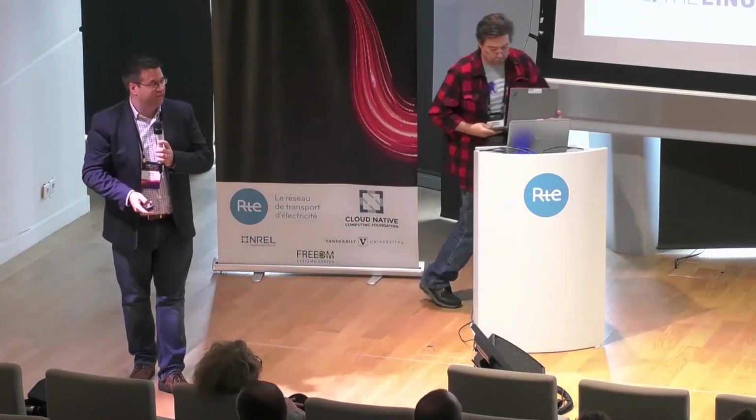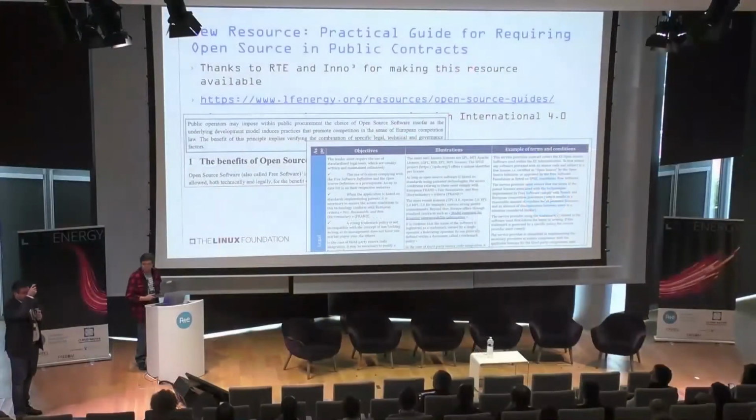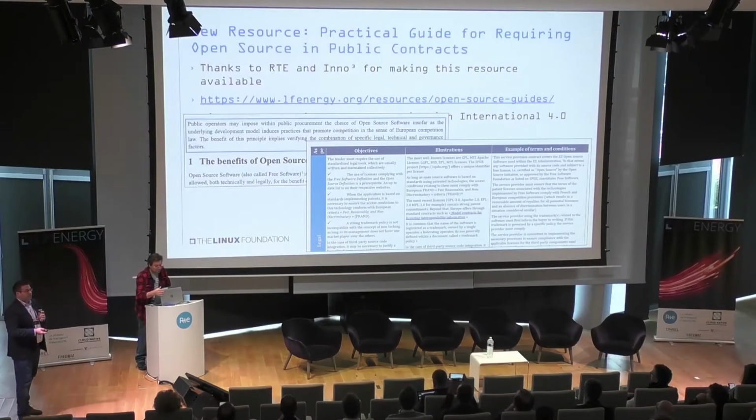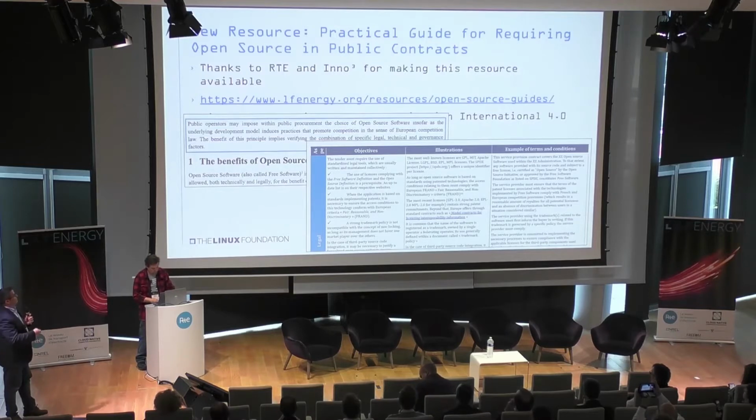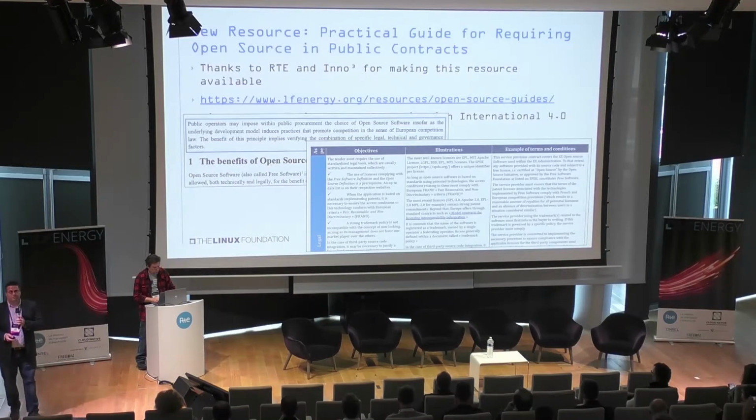Thanks to RTE and I3, we have a guide available online. This is on the LF Energy website right now. You can go to the resources page and go under the open source guides, and it'll be the first one at the top. There is a guide showing the benefits of open source, but also a practical guide for how to require open source in public contracts. And this is just documentation. It's under a CC BY license. Feel free to download it and share it. Attribute the source to RTE and I3, but thanks to them for making this available.